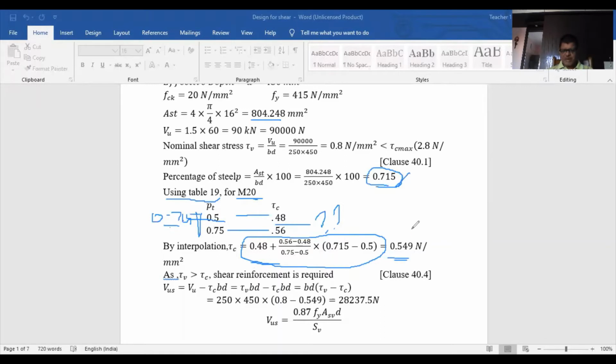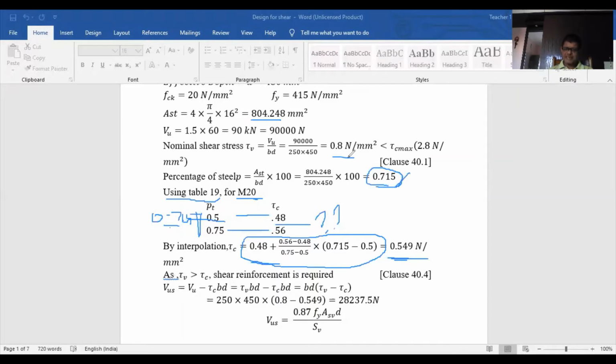Now what is tau b? Tau b is found to be 0.8. Tau c is found to be 0.549. That means tau b is greater than tau c. If tau b is greater than tau c, then shear reinforcement is required. If tau b is less than tau c, no shear reinforcement is required. However, you have to provide a minimum shear reinforcement throughout the length of the beam. Clear?